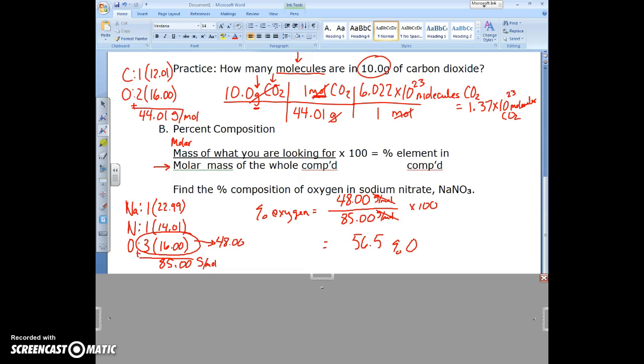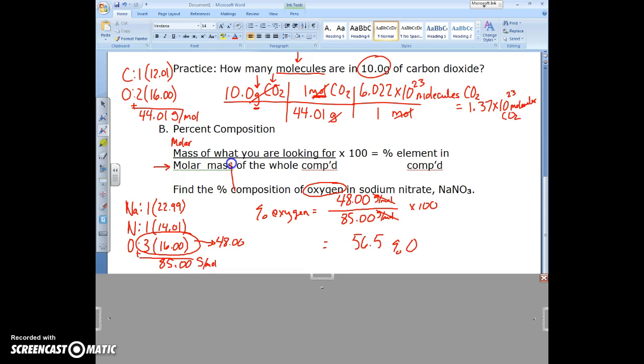Now, sometimes when you do these problems, they don't give you an element to look for. In this example, I gave you an element to look for, but not always will that be the case. They'll just say, what is the percent composition of sodium nitrate? When they say that, they want each element.